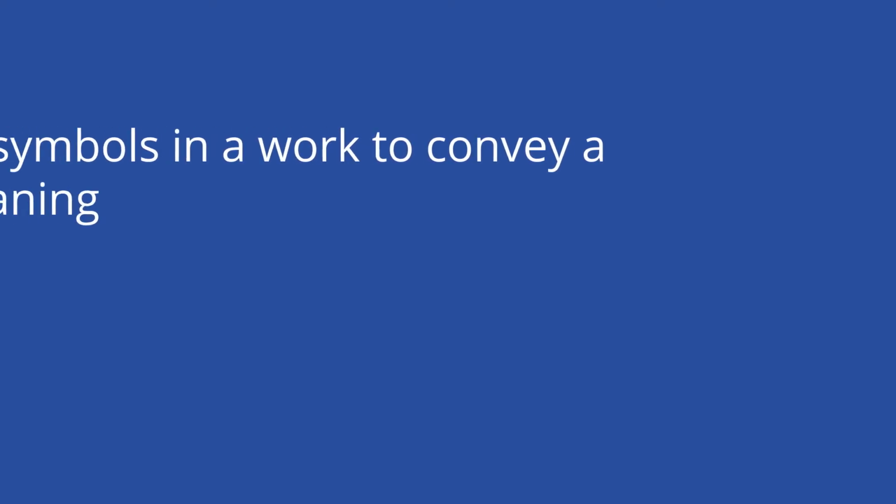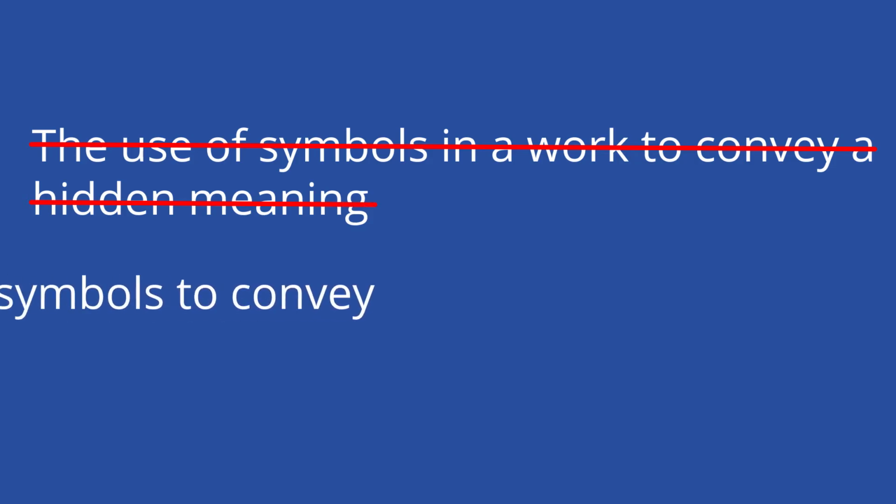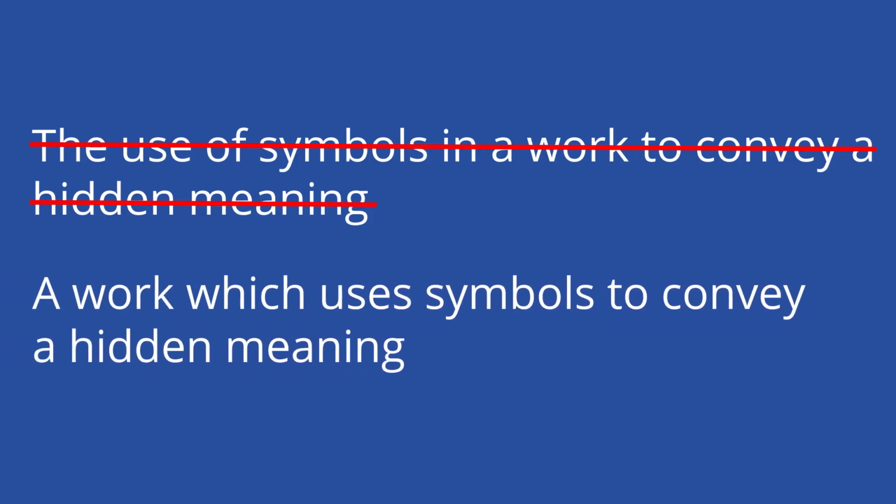While it was first used broadly, its definition, at least in the academic fields, was narrowed down slightly in order to cut down on word overlap and thus confusion. Allegory's meaning changed from the use of symbols in a work to convey a hidden meaning to a work which uses symbols to convey a hidden meaning. While this might seem like arguing insignificant semantics, it's an important distinction. The first definition is functionally the same as symbolism, whereas the second is not.